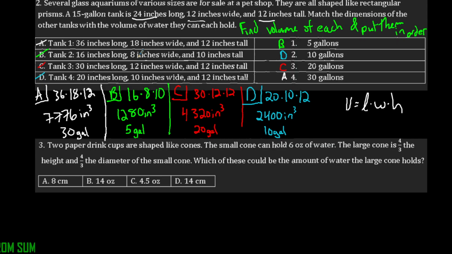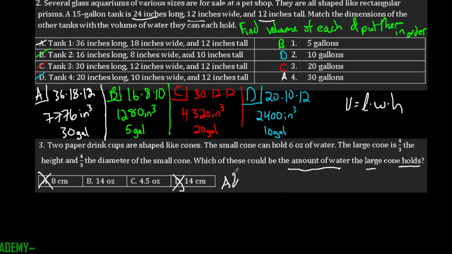All right, on the back for number 3, it says 2 paper drink cups are shaped like cones. The small cone can hold 6 ounces of water. Then it says the large cone is 4/3 the height and 4/3 the diameter of the small cone. Which of these could be the amount of water the large cone holds? So make sure you're talking about an amount of water because you're talking about the larger cone, how much it holds. And so right away we're going to say A and D are incorrect.